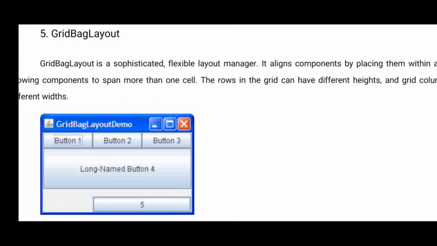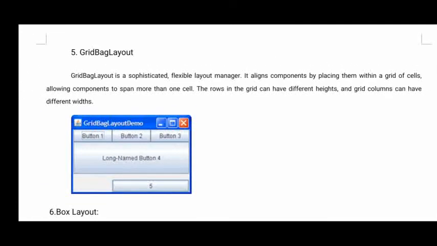So that is why the grid bag layout is called a flexible layout manager. Flexible means according to your requirement, you can increase the height of the row and the width of the row also. Okay, see, grid bag is a flexible layout manager. It aligns components by placing them within a grid of cells, allowing components to span more than one cell. Means you can merge different columns also. You can merge different rows also. So that is called a span. Merging is nothing but the span. So using a grid bag layout, we can merge different rows and different columns according to your requirement.